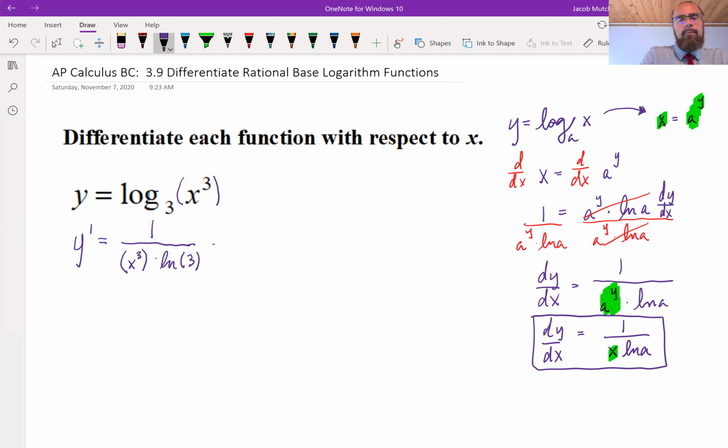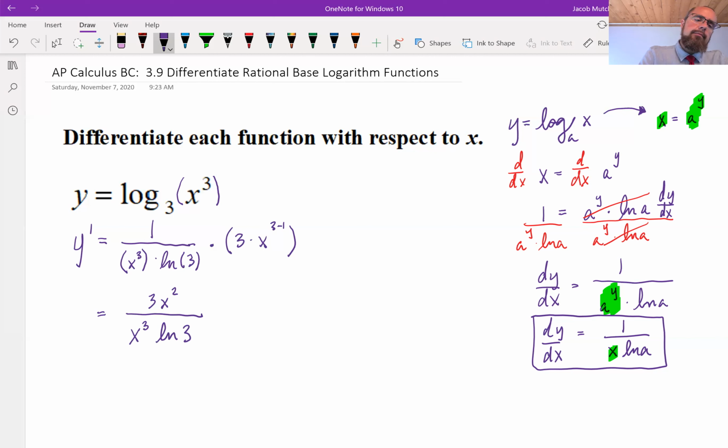And then applying the chain rule, I need to take the derivative of the composed function, x cubed. So that's going to give us 3, the old power as a coefficient, times x to the power of 3 less 1. So we just have to simplify our answer here. So the 3x squared would go to the numerator times 1 over x cubed times the natural logarithm of 3.